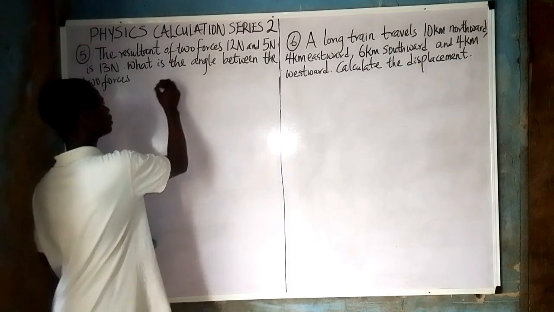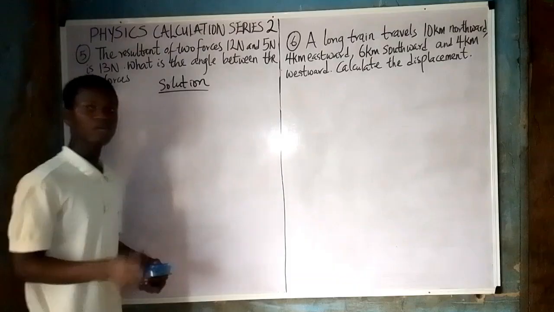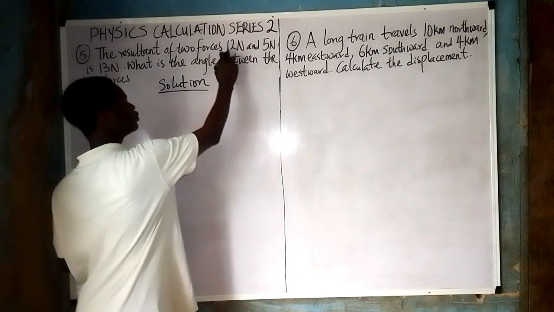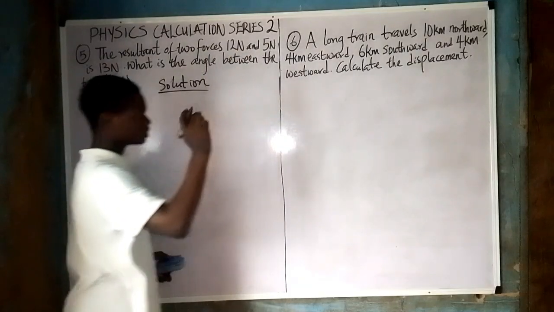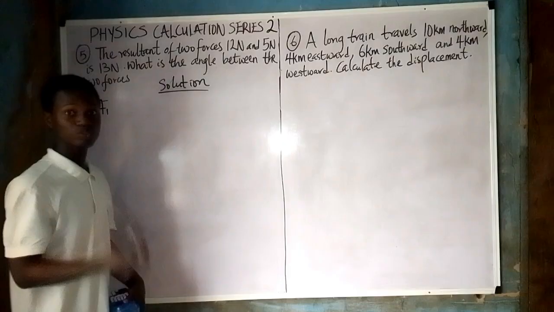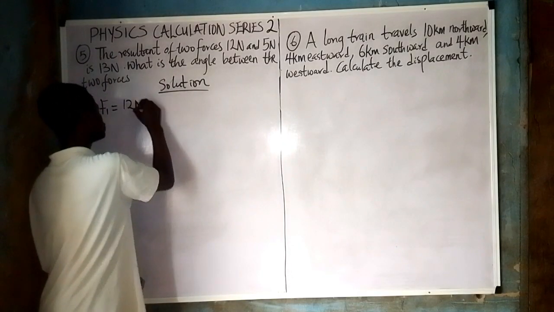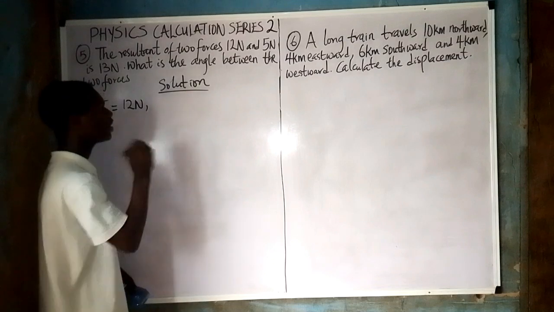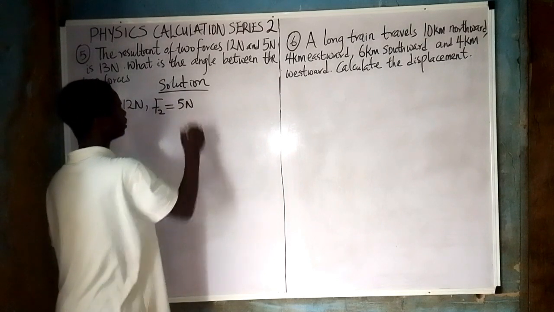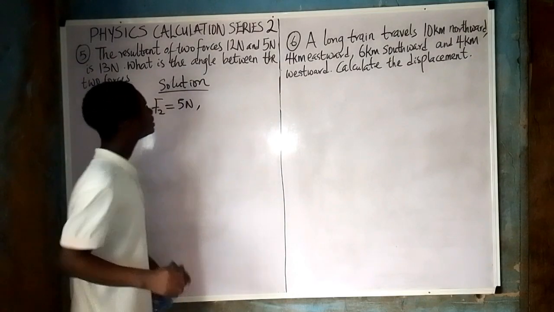We'll say solution. Now, first things first, let's derive all that was given. The resultant of two forces, 12 Newton and 5 Newton. So we call this first one F1, because it was two forces. So that will be our F1. They said it is 12 Newton. Then the next, they said 5 Newton. That will be F2, 5 Newton. And they said that the resultant force of these is 13 Newton.